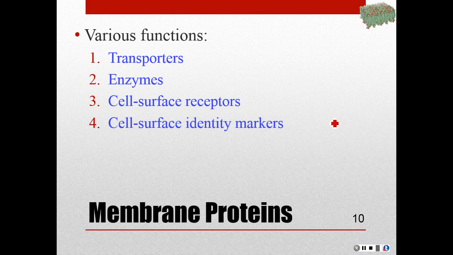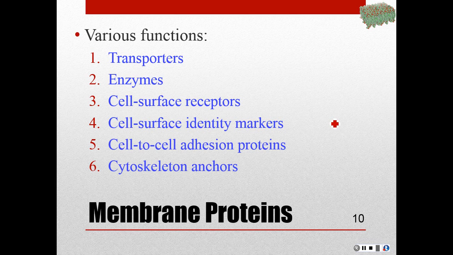The identity markers basically say, hey, these cells are with us. We are the same type of cells that have this ID badge saying, okay, we are red blood cells or we are immune system cells. They're going to stick together and allow the communication between each other to occur.